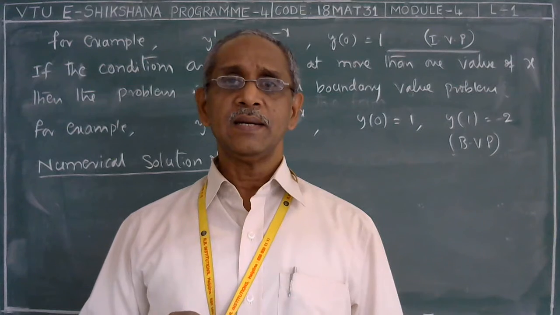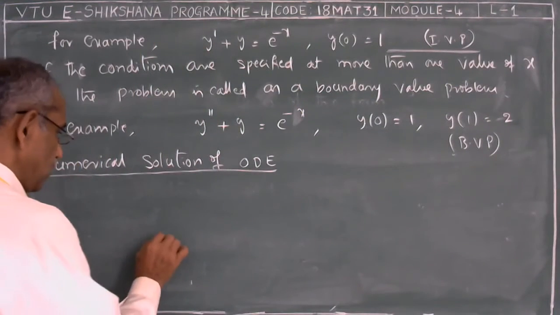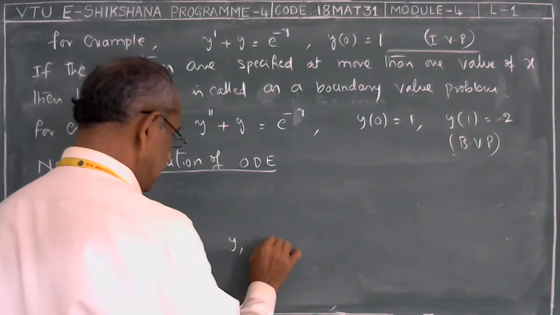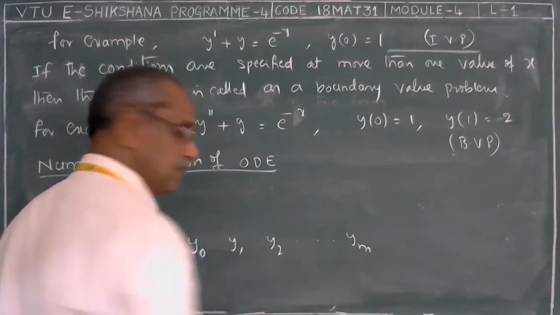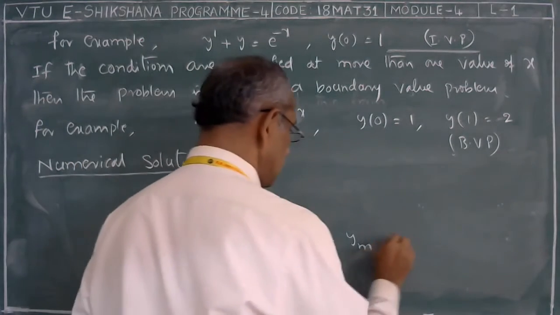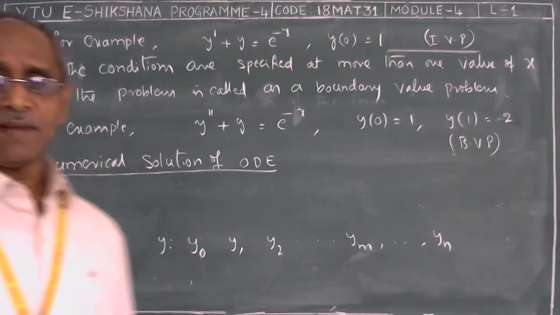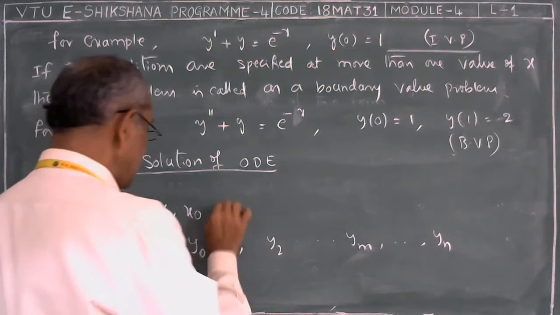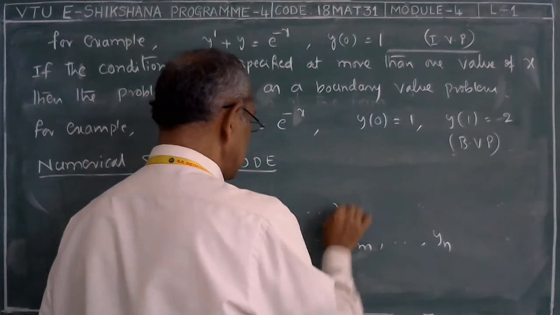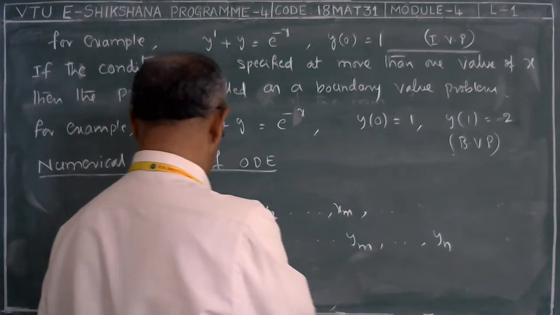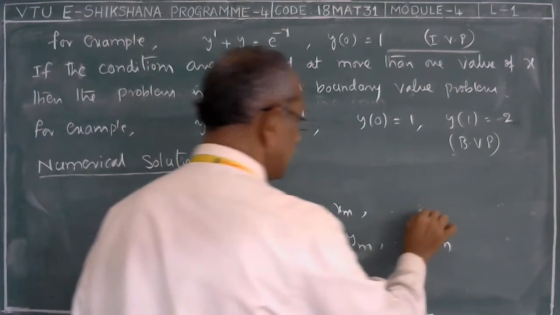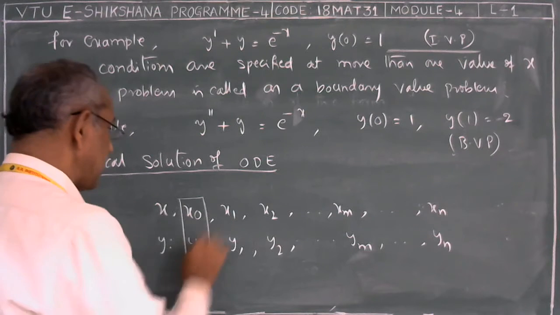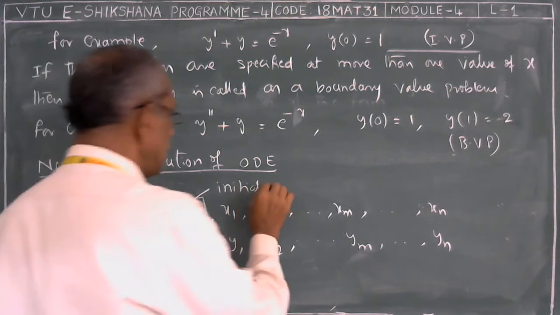What actually do we do here? We find the numerical values of y, that is y1, y2, etc., yn, at specified equidistant values of the independent variable x, that is x1, x2, xn, with the help of the given initial values.